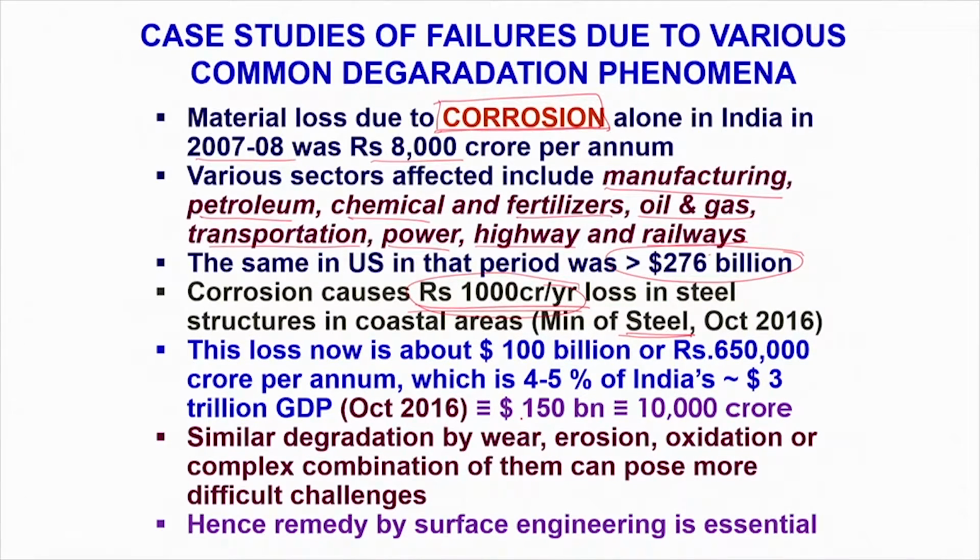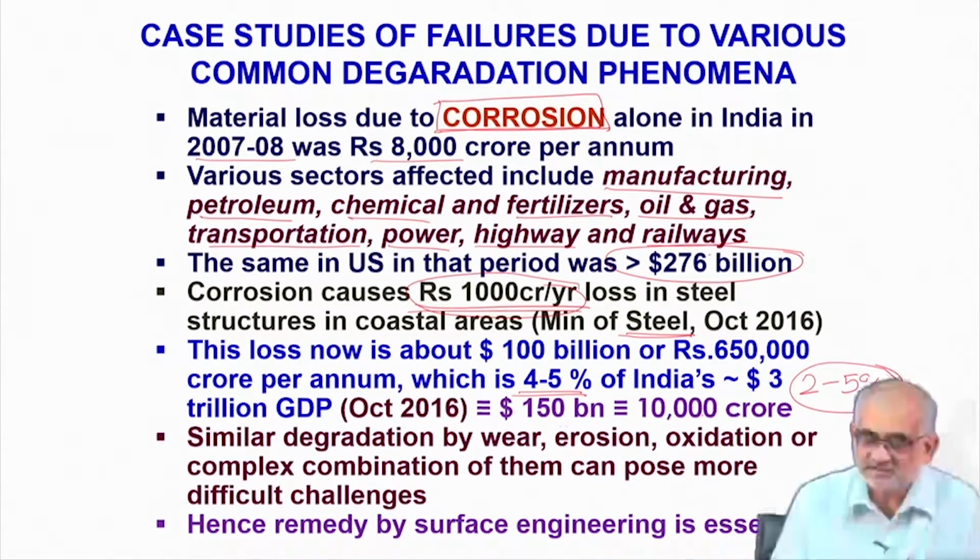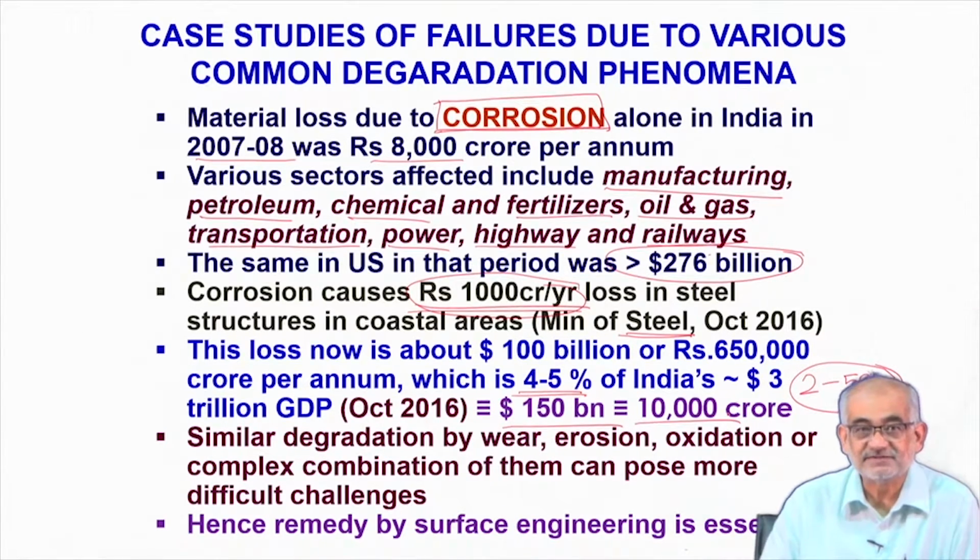Now, by and large, the statistics show that typically anything between 2 to 5%, not necessarily 4 to 5%, but 2 to 5% of the GDP is the total cumulative loss due to corrosion alone. Now, India, we are proud to be almost a $3 trillion worth GDP, one of the largest in the world, maybe third or fourth in terms of PPP. And typically about 5% of $3 trillion means about $150 billion or rupees 10,000 crore. So that's a huge sum of money which is wasted.